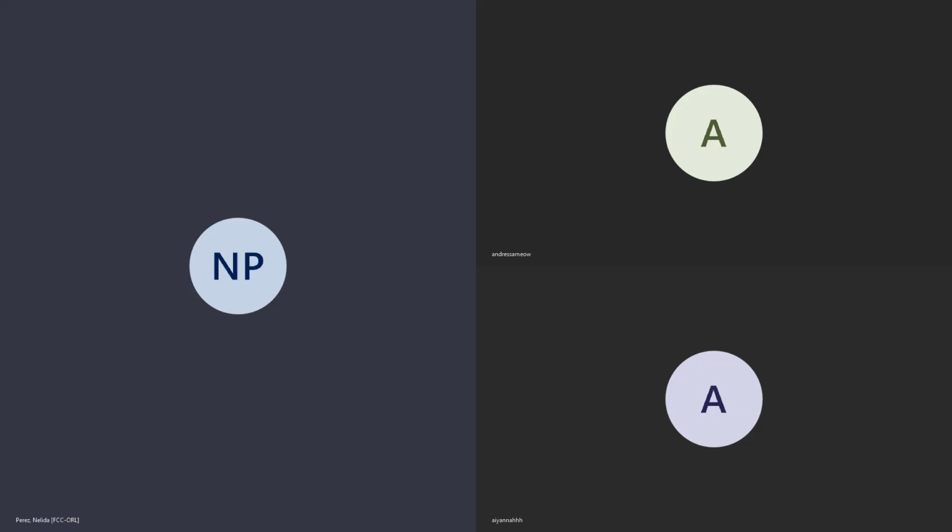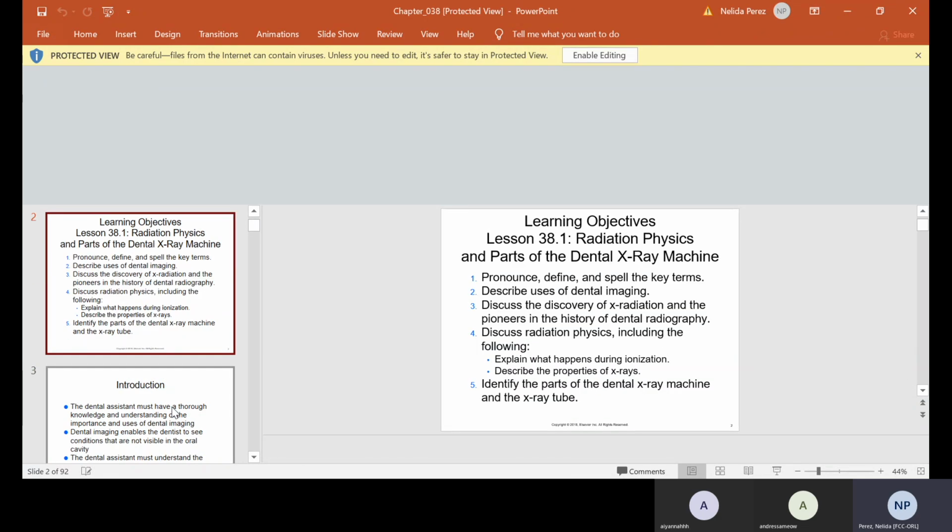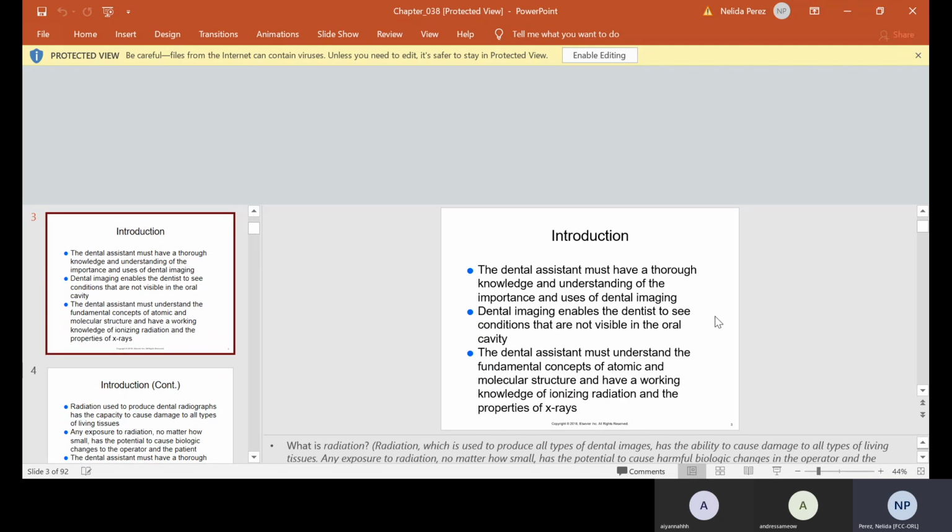Okay, awesome. All right, so we're going to do chapter 38, and that's the foundations of radiography, radiographic equipment, and radiation safety. Your learning objectives are to pronounce, define, and spell the key terms. We're going to describe the uses of dental imaging, who discovered X-rays. We're going to discuss a little bit about physics. We're definitely going to identify the parts of the dental X-ray machine and X-ray tube, which is something that I already showed you guys yesterday. So a lot of this is going to sound very familiar to you guys.